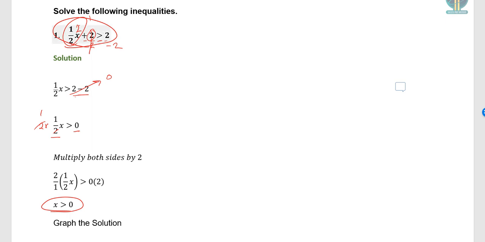Let's put in 0 for x. So 1 half times 0 is 0, plus 2 is 2, which is not greater than 2. 2 is equal to 2.